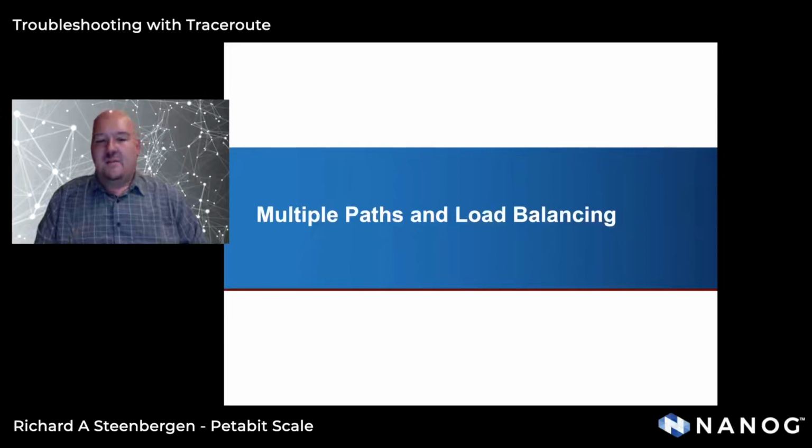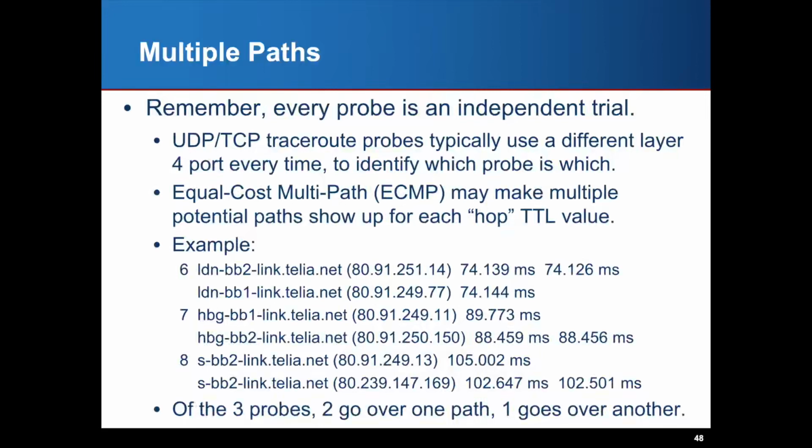Now I'm going to talk a little bit about multiple paths and load balancing. Remember, every probe is an independent trial. If you are using UDP or TCP, what's happening typically is the source and destination ports are being incremented as you move through the network, and they will use this information to identify which probe was which. What happens in a lot of ECMP, equal cost multipath setups, where you're trying to improve performance of the hash by looking at layer 4 data, is that it will force it to take a different path. Here's an example where you see ECMP all the way through. Here's a pair of routers, BB1 and BB2, right next to each other, and they go from London to another pair of routers, to another pair of routers.